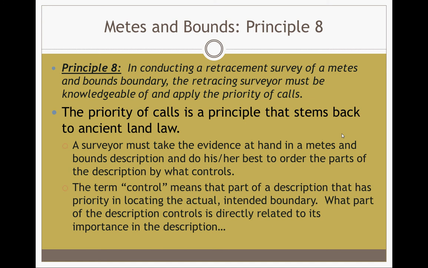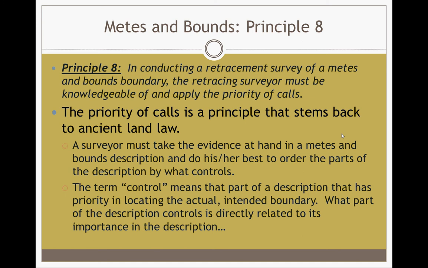The surveyor must take the evidence that is at hand in a meets and bounds description and do his or her best to order the parts of the description by what controls. So we want to look at a description by what actually controls on the ground. Now, the term control means that part of the description that has priority in locating the actual intended boundary. What part of the description controls is directly related to its importance in the description.